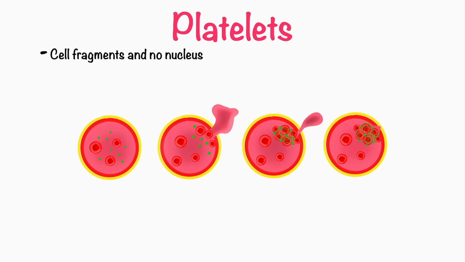The third component, platelets, are not complete cells but small cell fragments that don't have a nucleus. Despite their simple structure, platelets serve a vital function. When you cut yourself, platelets help form blood clots to stop bleeding. Without this clotting mechanism, even a small cut could lead to dangerous blood loss.